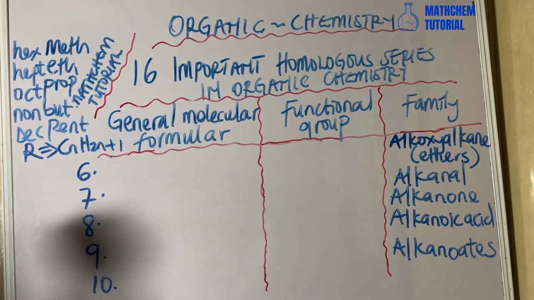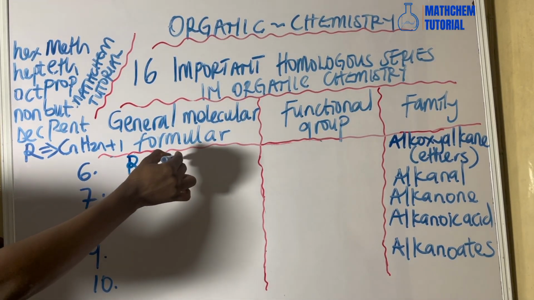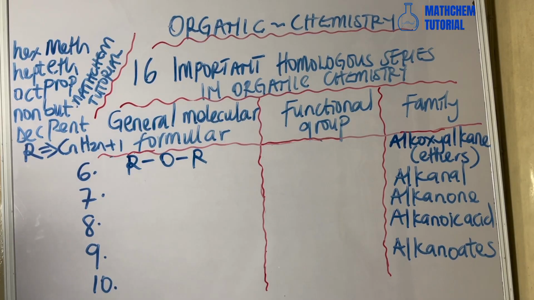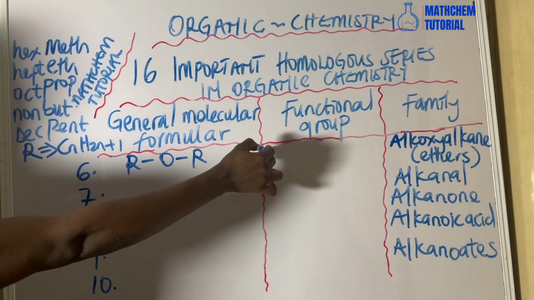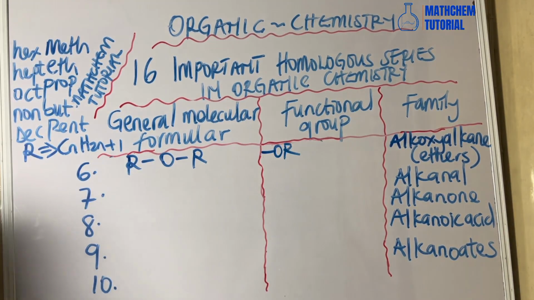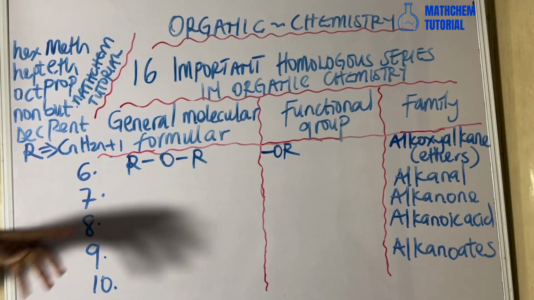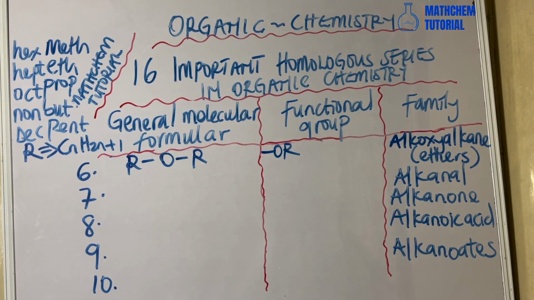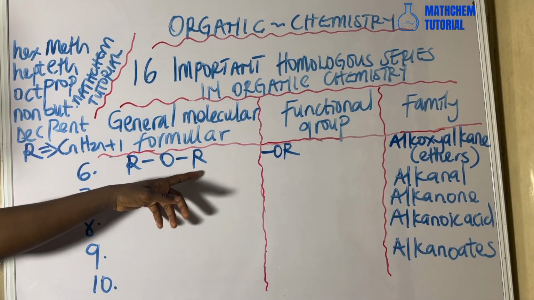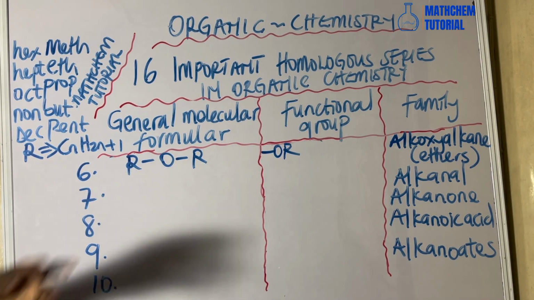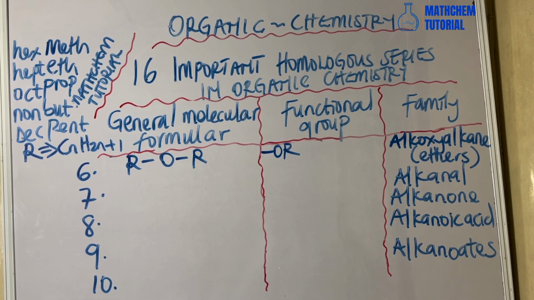Now, how does it look? The general formula is something like ROR. That's the general formula for alkoxyalkane, whereby the functional group is just bond OR. So let's give an example. If this guy is methyl, CH3, and this guy is, let's say, ethyl, C2H5, then if you are asked to name this guy, how will you name it?